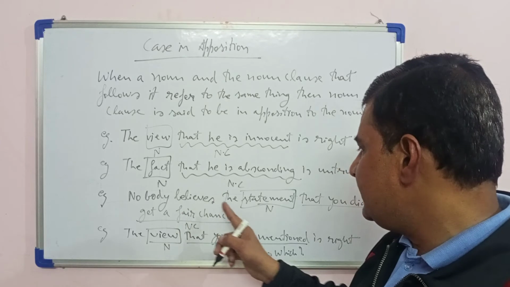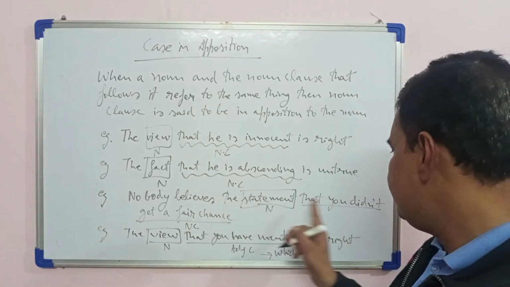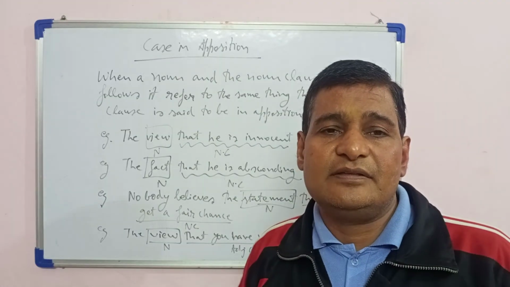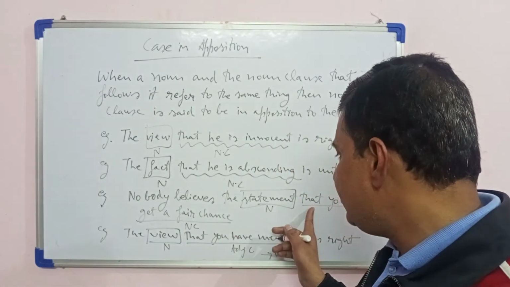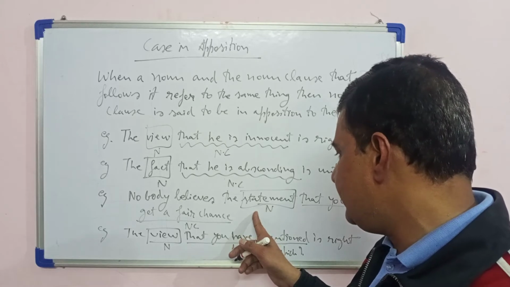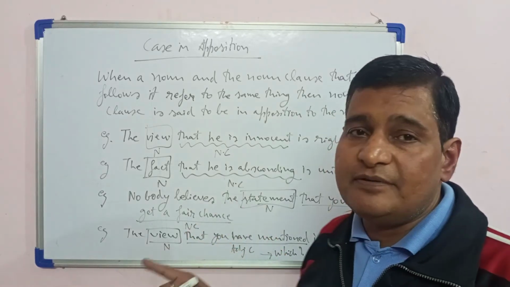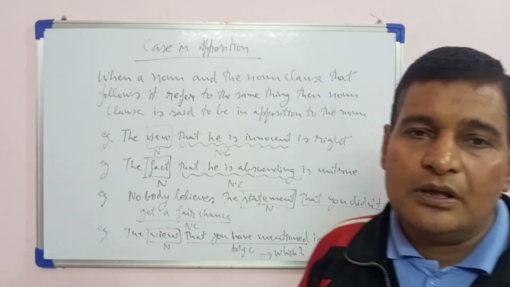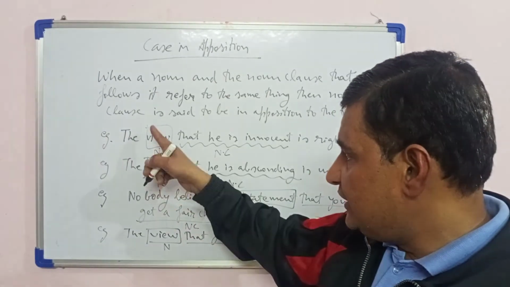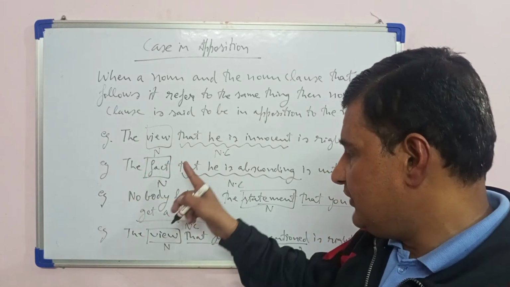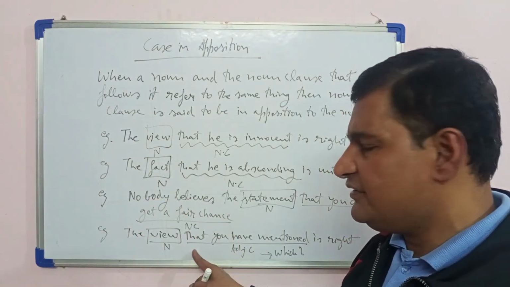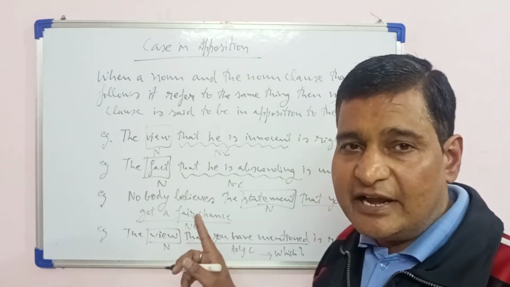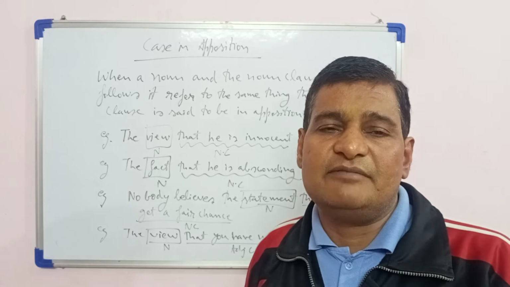Similarly here, nobody believes the statement that you didn't get a fair chance. That you didn't get a fair chance, this is a noun clause. This is in apposition with the noun statement, because both refer to the same thing. What is the same thing? Nobody believes. Now these three are similar in nature and use, but this one is different. Although it looks the same, there is a fine difference, and you must understand the fine difference.